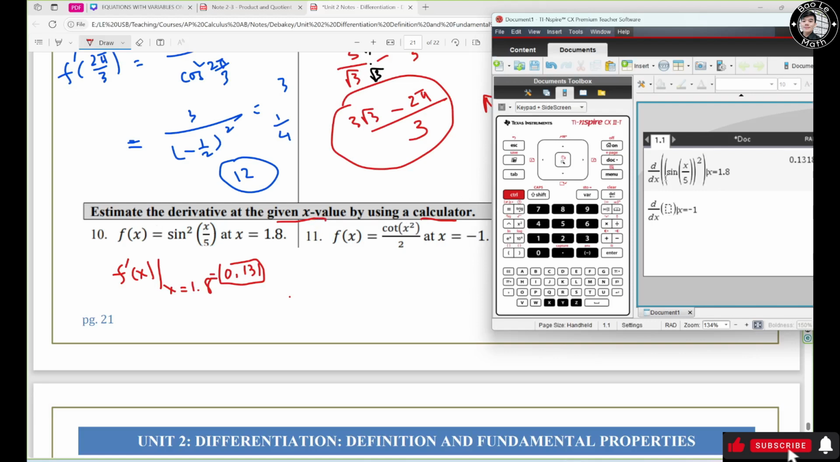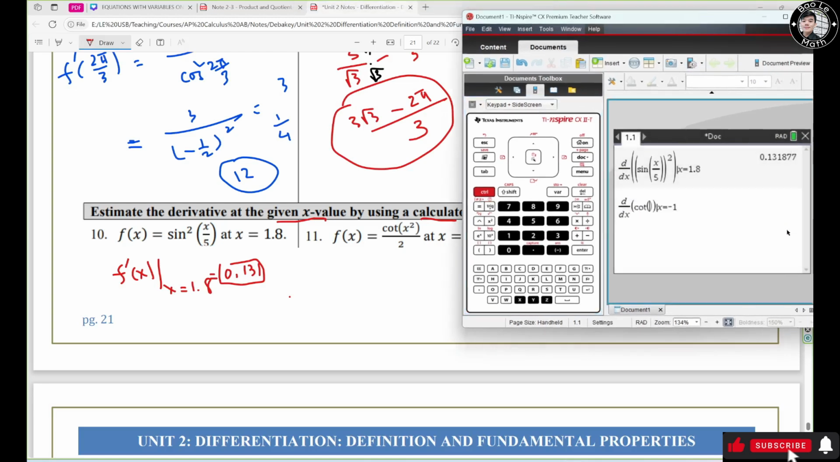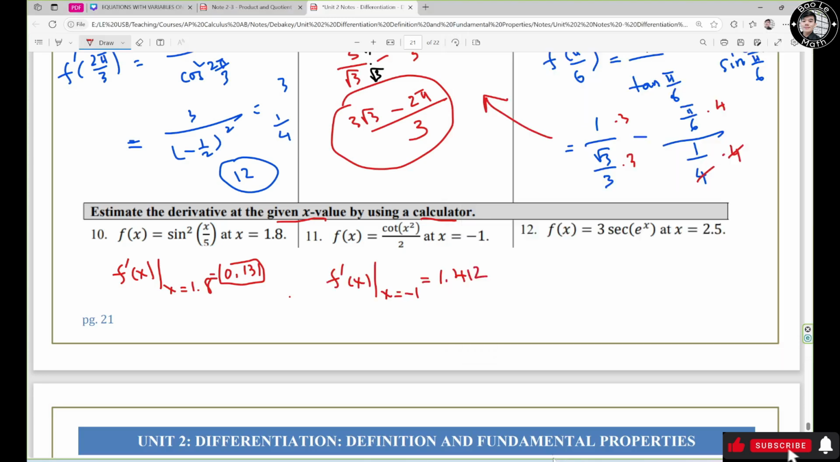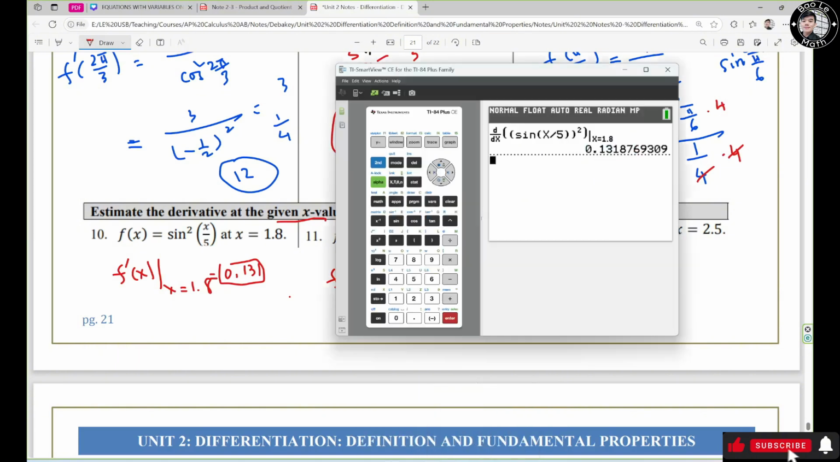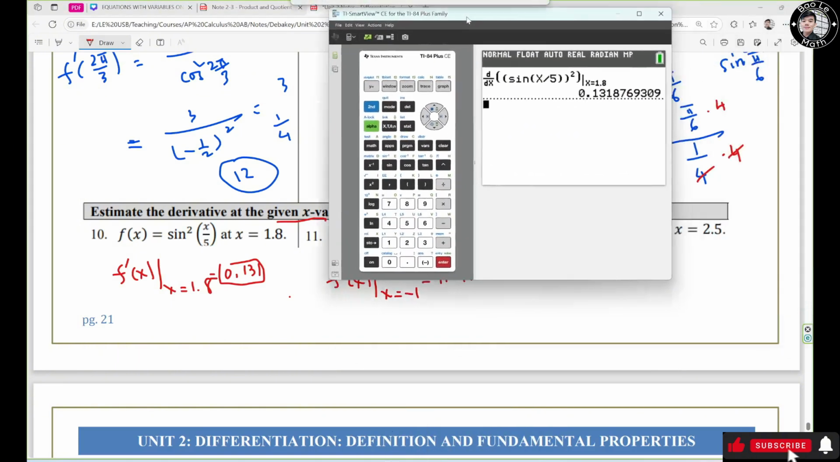So I don't need parentheses outside. I just hit trig right here. Cotangent is going to be right here, and then I hit s squared, and then close parenthesis. And then this divided by 2, and then I hit enter. The answer is 1.412. Now I'm going to use the TI-84 Plus CE calculator to see if I get the same answer.